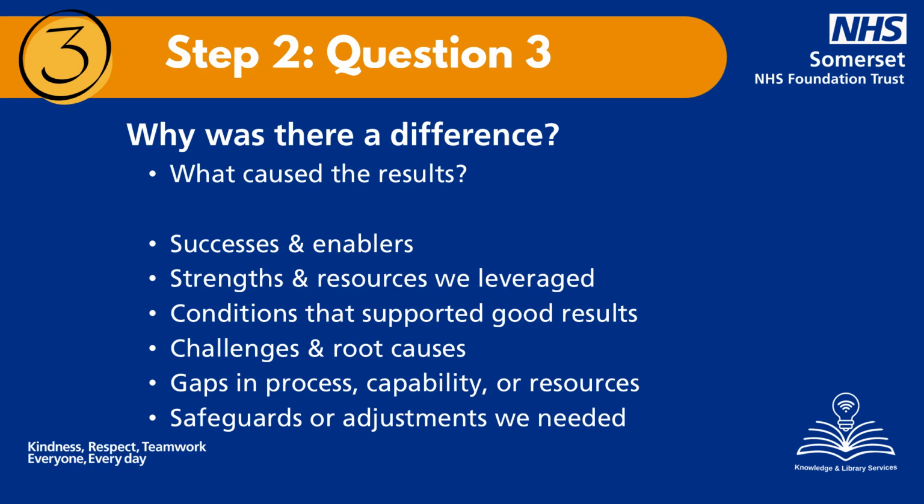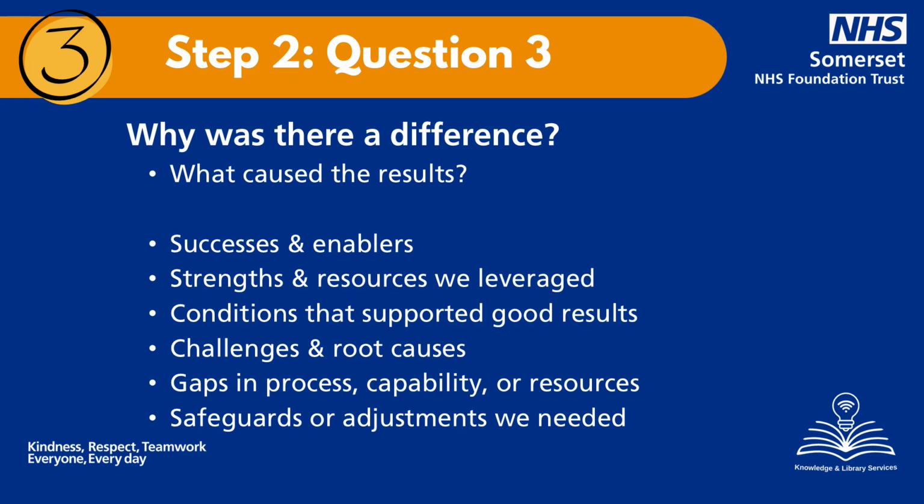Question 3. Why was there a difference and what caused the results? Identify successes and the enablers behind them. What did we do that worked? Which strengths and resources helped? And which conditions supported good outcomes? Understanding the why helps ensure that you can repeat and scale what worked.